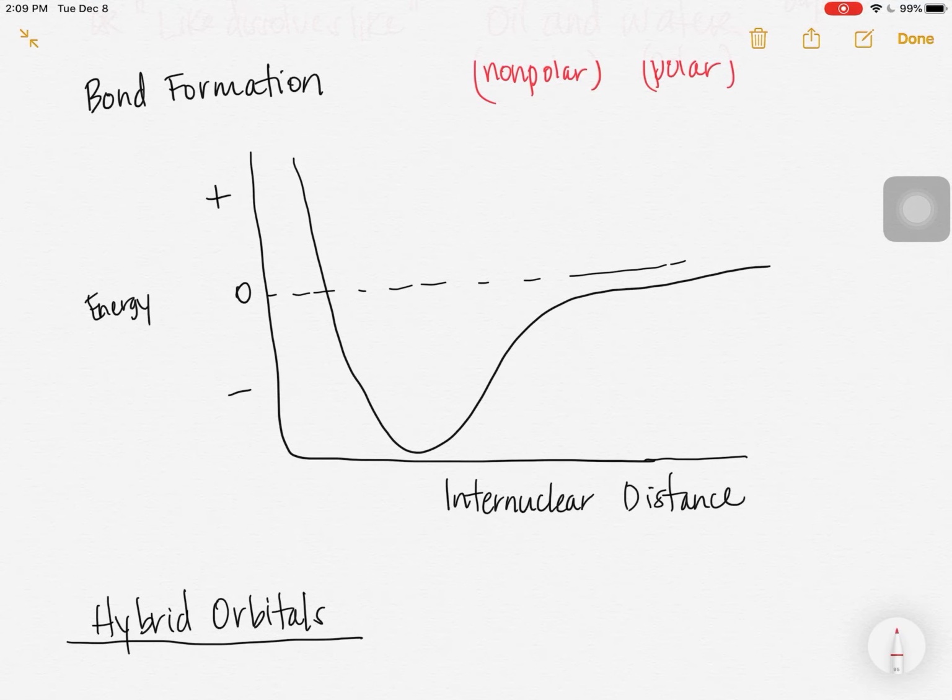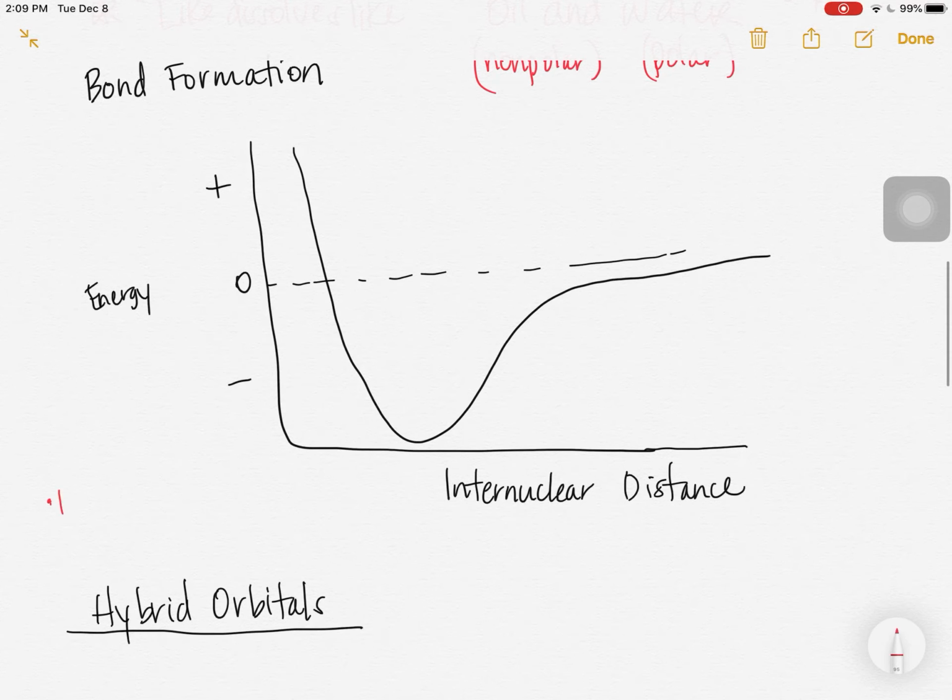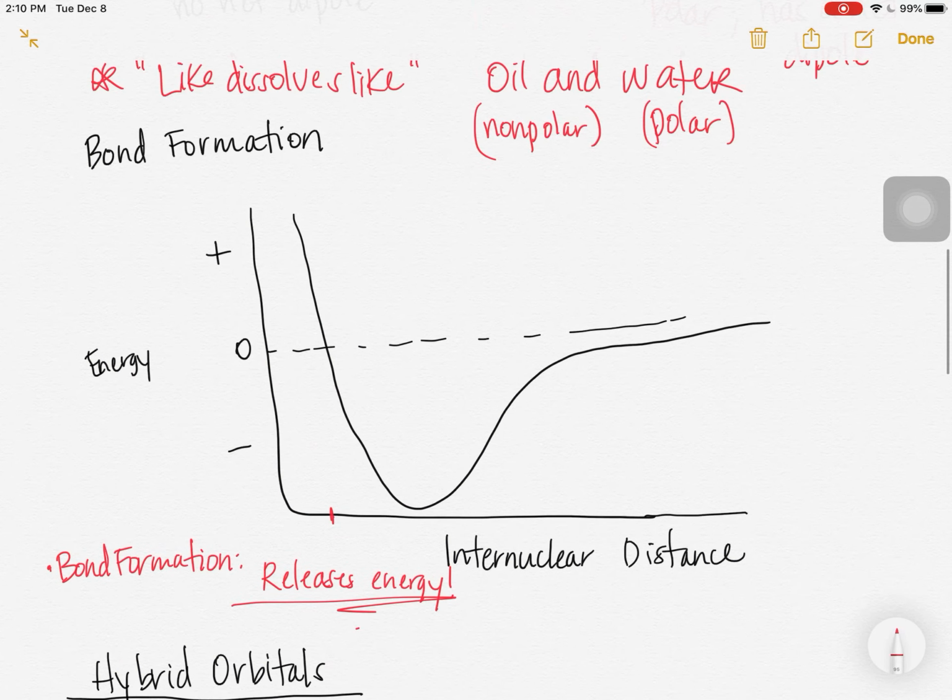Another big idea in this chapter is the discussion of why bonds form, okay? And bonds form because energy is released every single time. And this was my Three Little Bears story, right, with the porridge or Goldilocks story. If I'm trying to form a bond where the internuclear distance is really small, so basically I have two atoms almost on top of each other, there's too much repulsion.